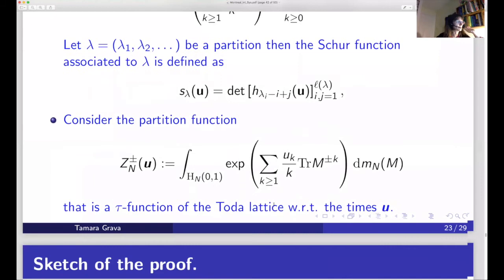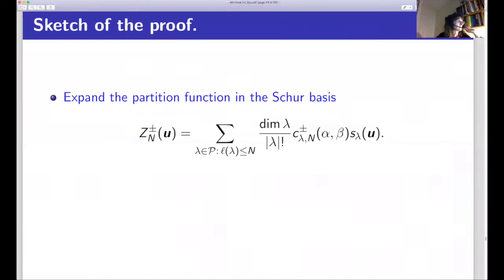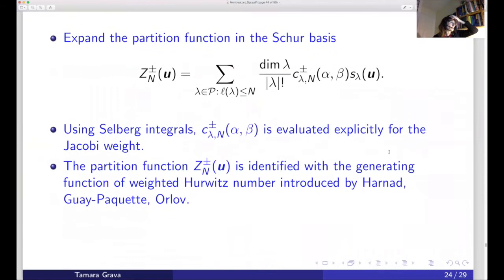The first result, which is well known in the theory of integrable systems, is that this partition function can be expanded in the Schur basis, and the formula is very compact. It is the sum over partitions lambda of p which have length less than n, where n is the dimension of the matrix integral, of the dimension of lambda divided by the size of lambda factorial, times this coefficient, times the Schur function s_lambda(u). And the remarkable fact is that using Selberg integrals, this quantity can be calculated exactly.